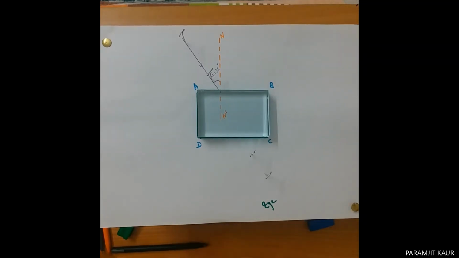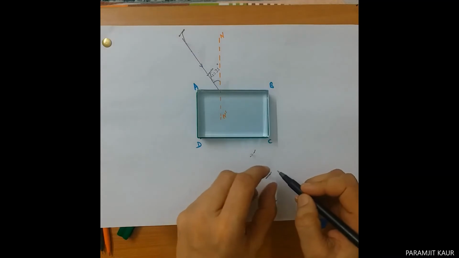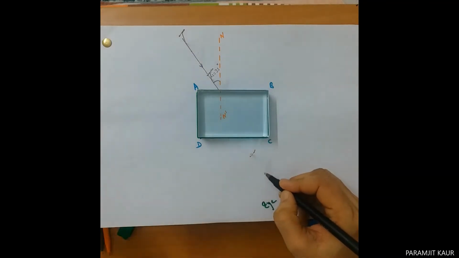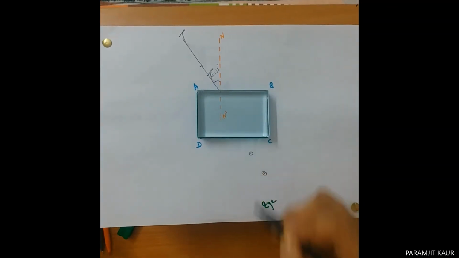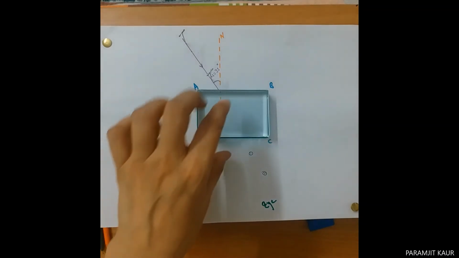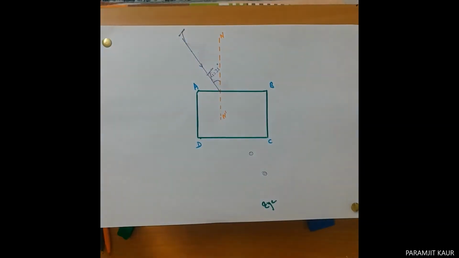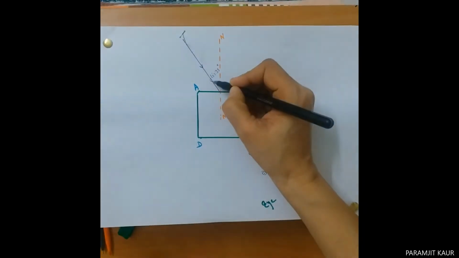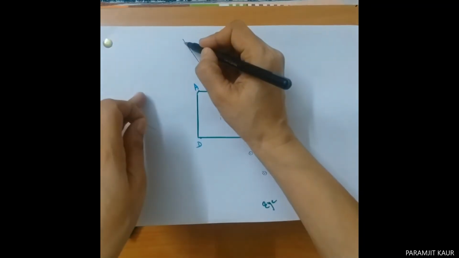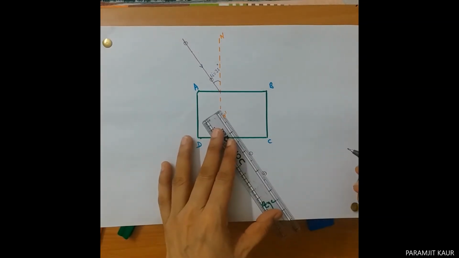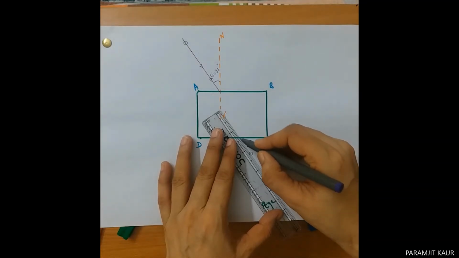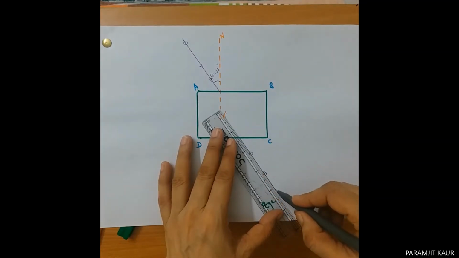Now after doing this much, I'll remove the pins. I'll remove the fourth pin that I had put and I'll encircle that point. Similarly, I'll remove the glass slab, then remove the third pin, encircle that point, in order to know where I had put the pin. Now I'll join these 2 points. When I join these 2 points, I get the emergent ray.